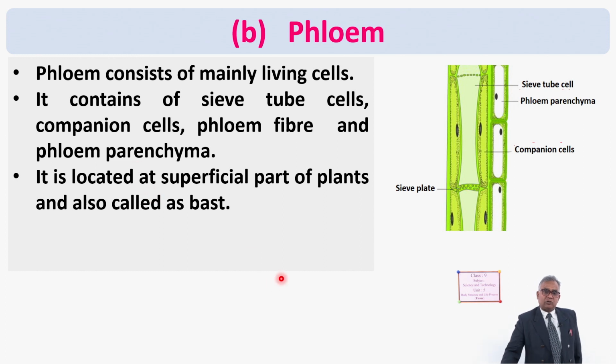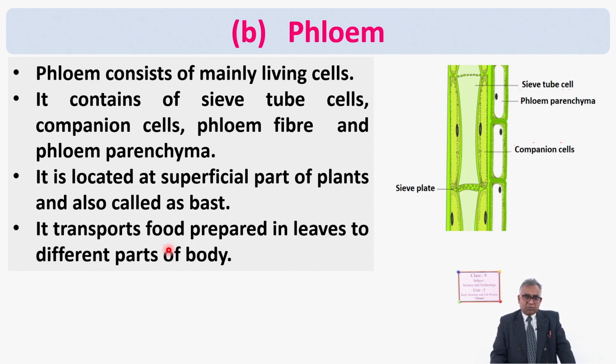It is located at the superficial part of plants and is also called bast. What was xylem called? Wood. And phloem is called what? Bast. Good. Okay. It transports food prepared in leaves to different parts of the body. So we have finished two types of plant tissues: simple permanent tissue and then complex permanent tissue.